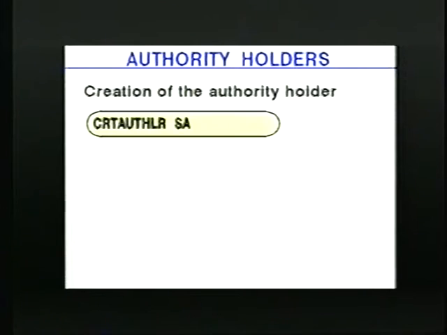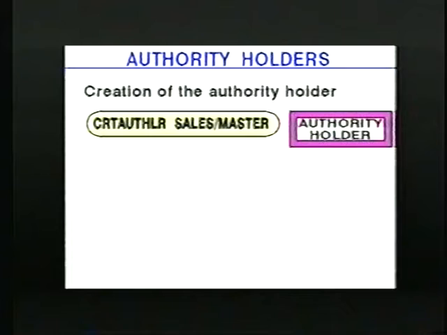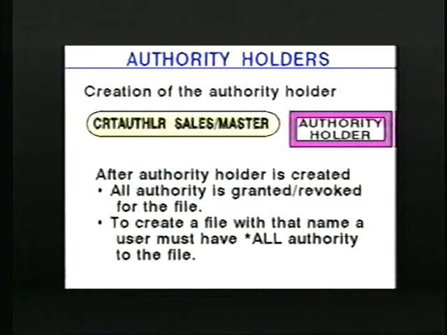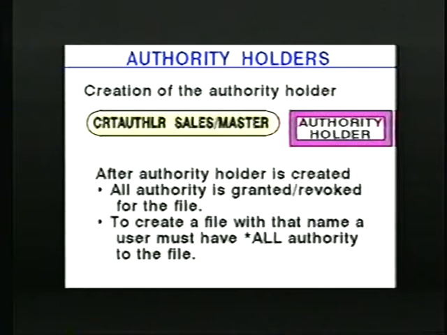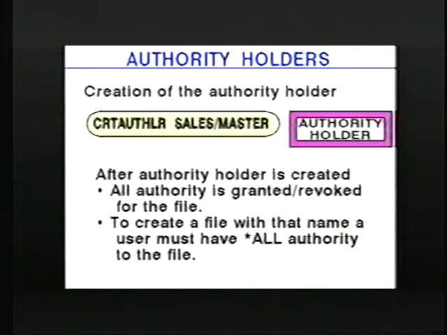How do you create authority holders? Well, as you might have guessed, the create authority holder command, and you name the authority holder and the library that it goes in, and after the authority holder is created, you do all of your grant and revoke and your accesses based upon the file itself. The authority holder just sits around in the background remembering the authority for that authority holder.